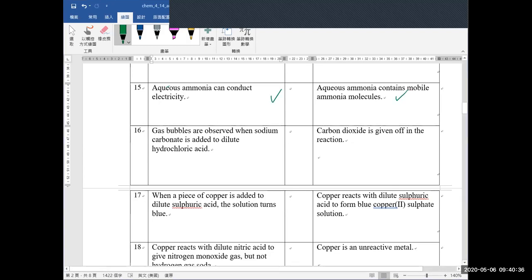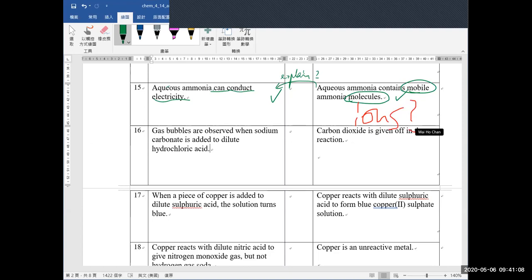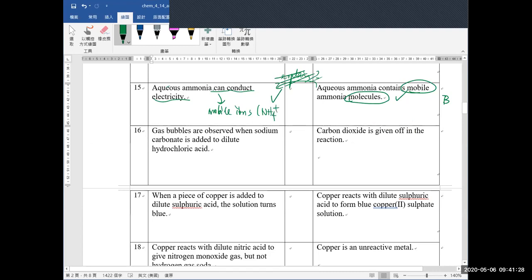Both are correct. So the second statement can explain the first statement. You mean like that? So you mean that if you have got the molecules, they are mobile, they can conduct electricity, correct? Molecules can conduct electricity. So both statements are correct, but the second statement can explain the first statement. If you want to talk about the reason, you may have some mobile ions found in aqueous ammonia. What are they? Mainly ammonium ions and hydroxide ions.